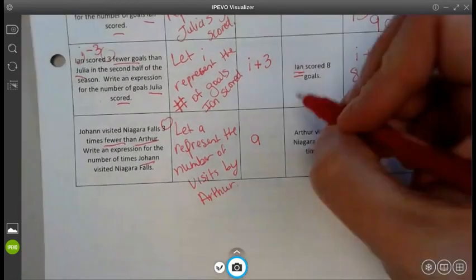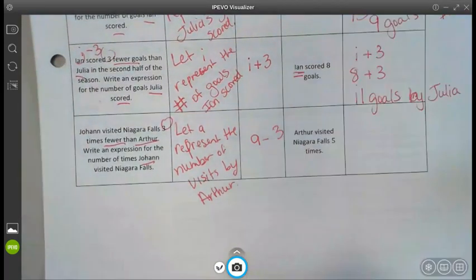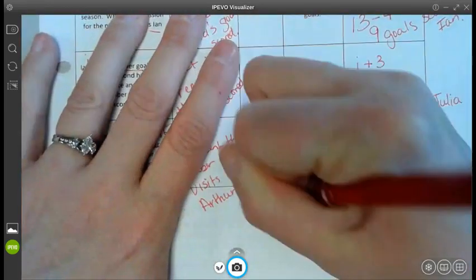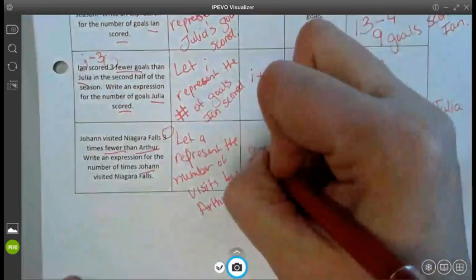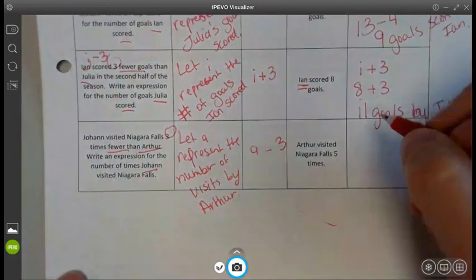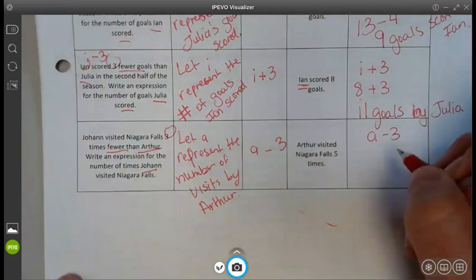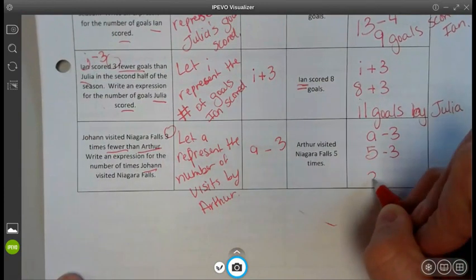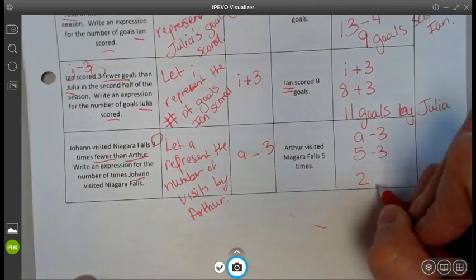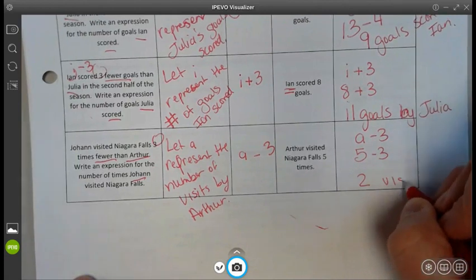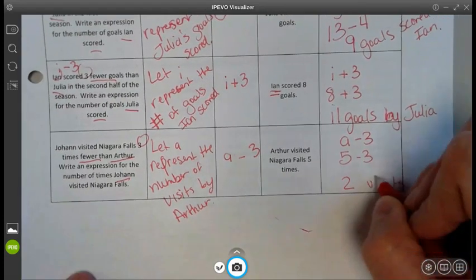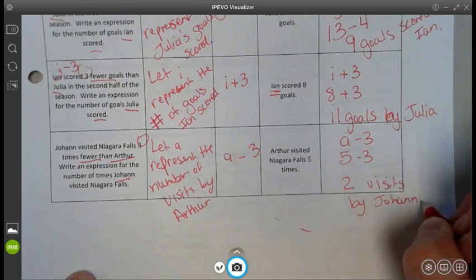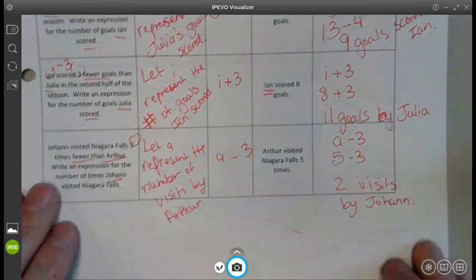So if this is Arthur's amount, then 3 times fewer would be taking away 3. So A, I know that kind of looks like a 9, I better clean that up a little bit. A take away 3. So how do we solve for Joanne's visits? Well, Arthur visits Niagara Falls 5 times. We take away 3, then that means Joanne visited 2 times. So 2 visits by Joanne. All right, so I hope you did well with that.